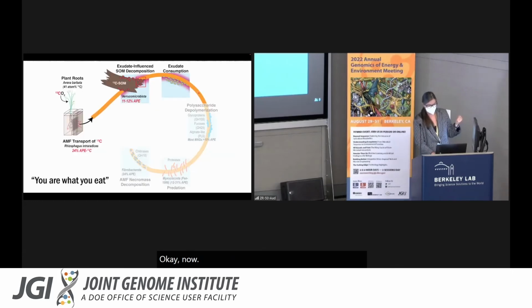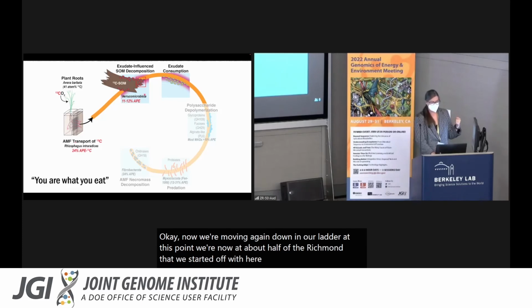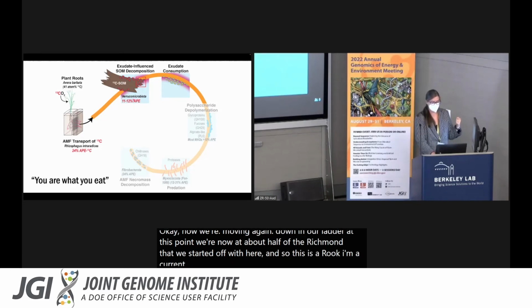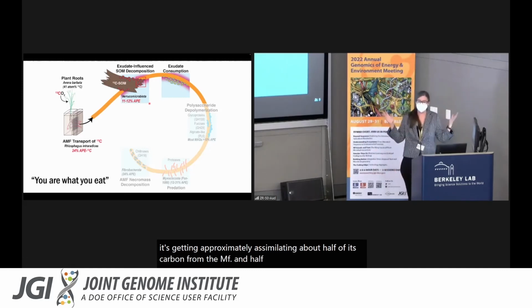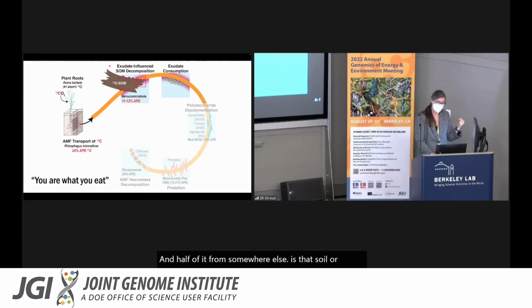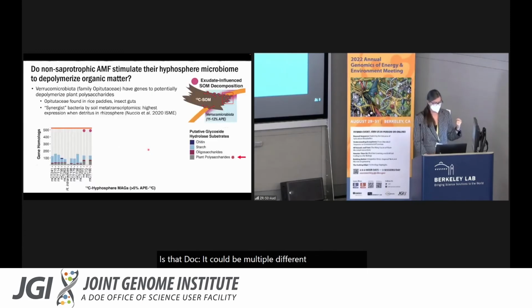Okay, now we're moving down again in our ladder. At this point, we're at about half of the enrichment that we started off with here. And so this is a Verrucomicrobiota. It's approximately assimilating about half of its carbon from the AMF and half of it from somewhere else. Is that soil organic matter? Is that DOC? It could be multiple different sources.